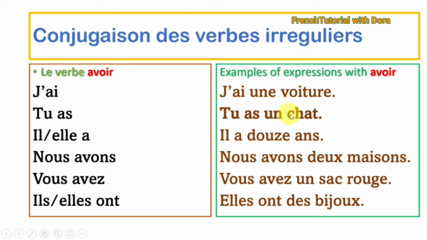Tu as un chat? Il a 12 ans. Nous avons 2 maisons. Vous avez un sac rouge. Elles ont des bijoux. Très bien.